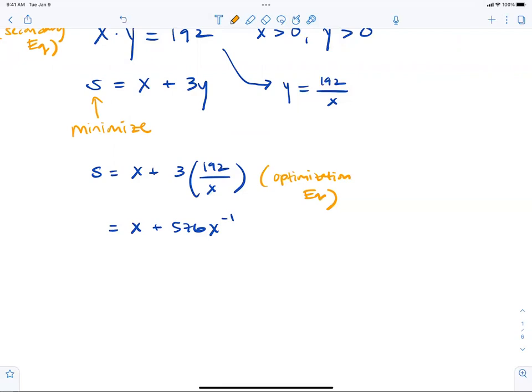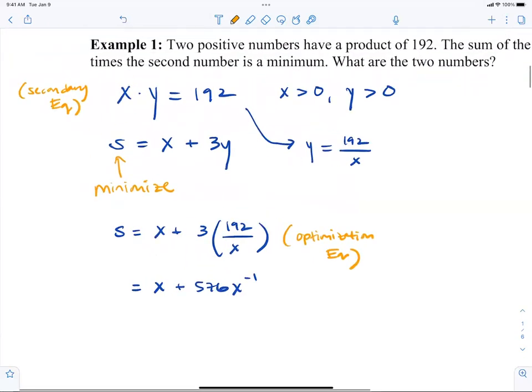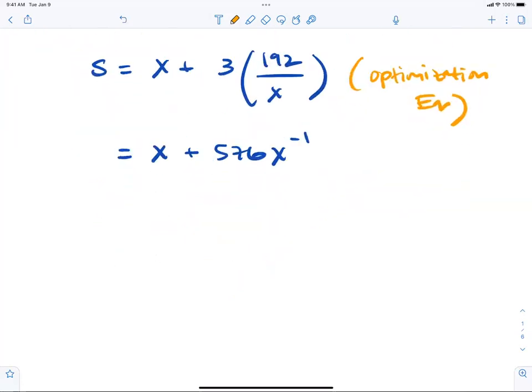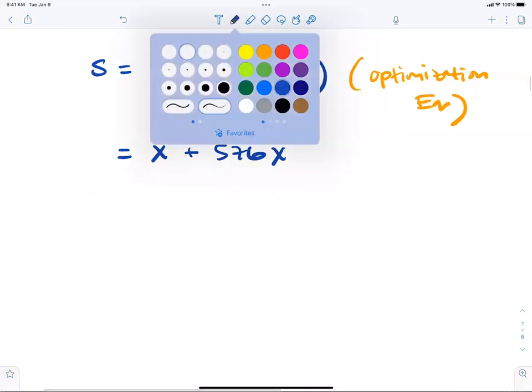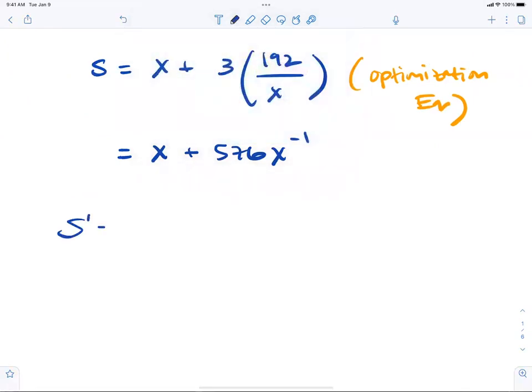X times Y equals 192 is our secondary equation, because the quantity that we are trying to minimize is not in that equation. So S prime is 1 minus 576 times X to the negative second.